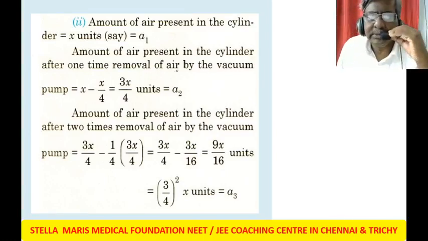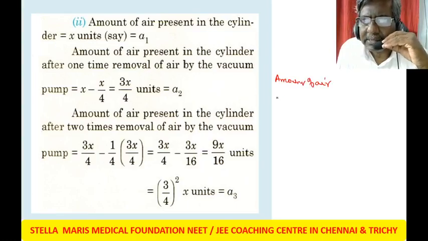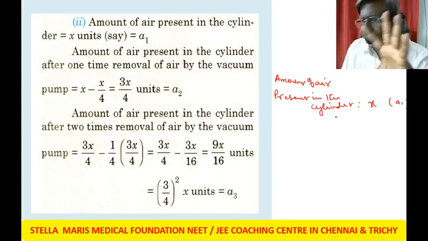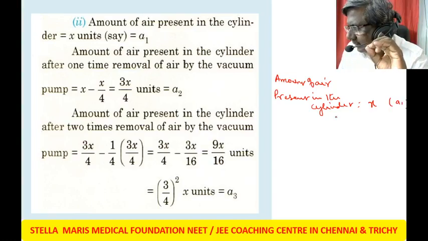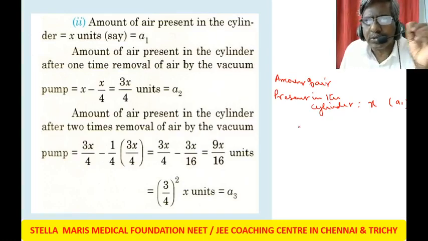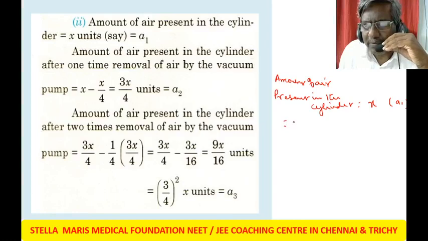The amount of air present in the cylinder is equal to x. So this is called A1. We keep it as x, the total amount of air present in the cylinder. Now, after one-time removal of air by the vacuum, 1/4 will go. Every time 1/4 will go.